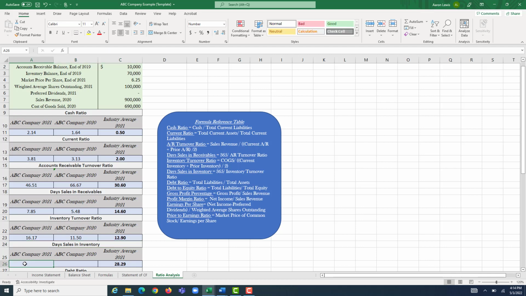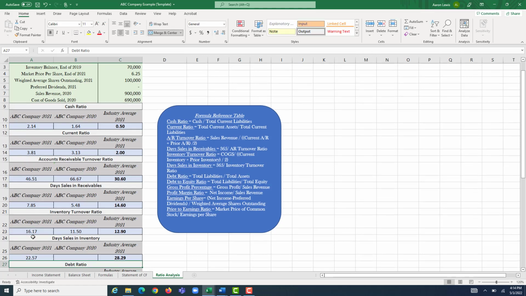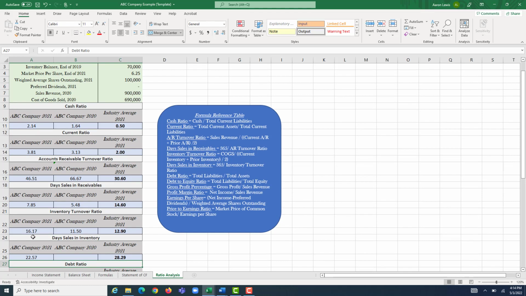We can think about it much easier if we just take 365 and divide by the number of turns to get our day sales in inventory. And for 2021, that was 22.57. What that means is that after we finished manufacturing a good, or for a retailer, after we acquired it from somebody else and put it out for sale, it took about 22.5 days to sell.